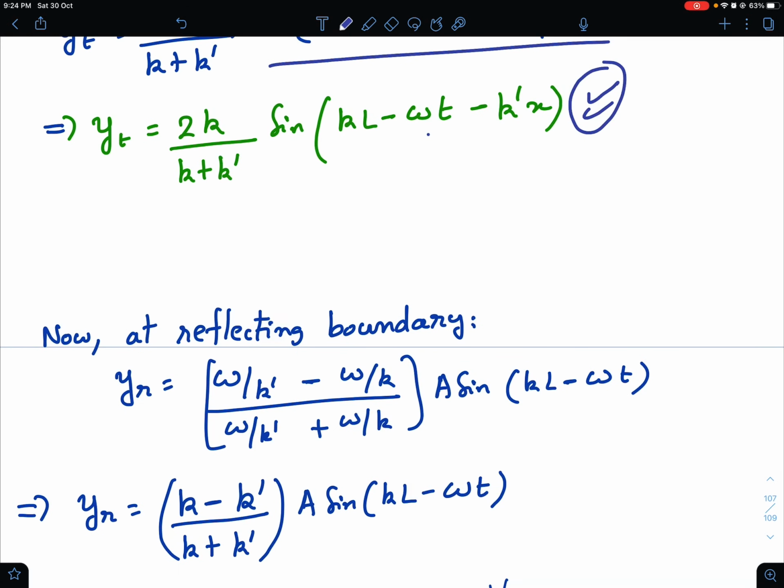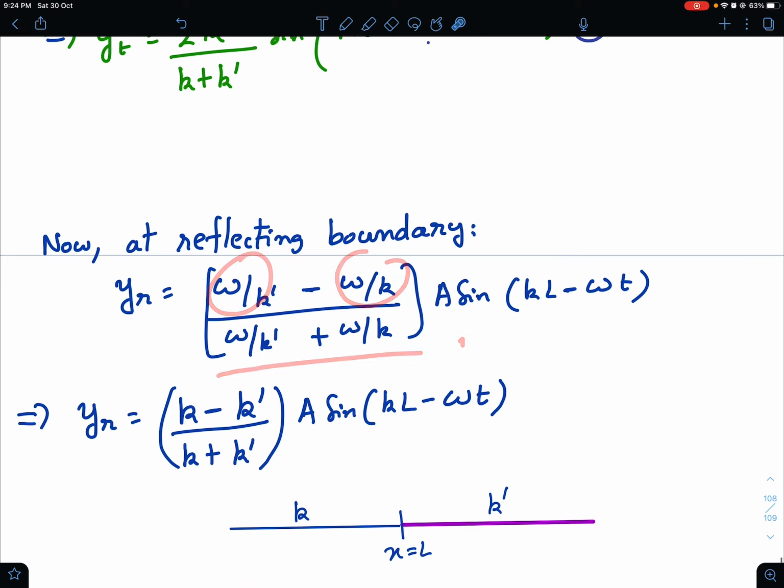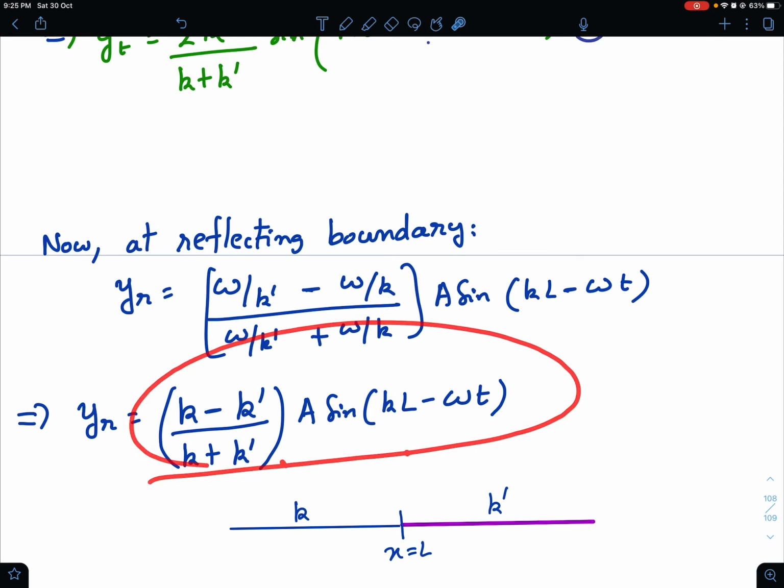let's talk about the reflected wave. So what do we get for the reflected wave? That was v2 minus v1 upon v2 plus v1 into y incident. So y incident is again as it is, a sin kL minus omega t, and v2 is omega by k prime, and v1 is omega by k. So just multiply it by kk prime, numerator and denominator, and this is what you get for the reflected disturbance.